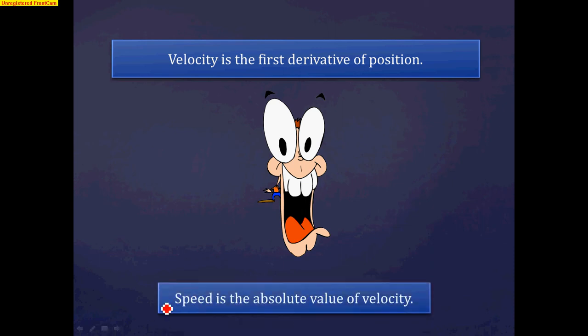Speed is always positive. You don't talk about going negative 50 miles an hour, but you do talk about having a velocity of negative 50 miles per hour. Absolute value means positive. Because velocity indicates direction. If I'm talking about going right or left, positive velocity would be going right, negative velocity would be going left. If I'm talking about going up or down, positive velocity would be going up, negative velocity would be going down, but my speed would always be positive.